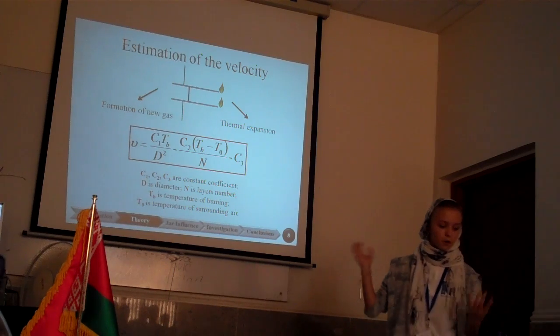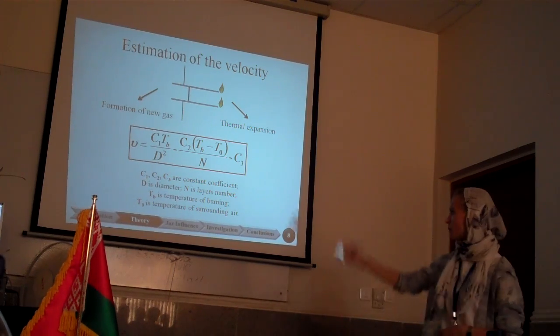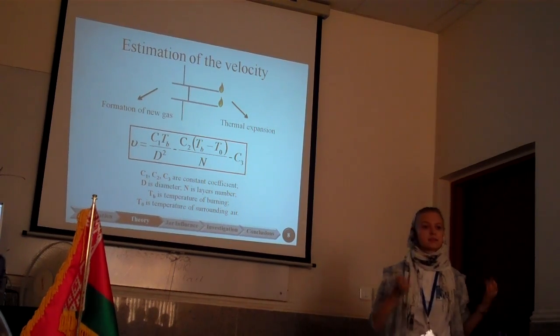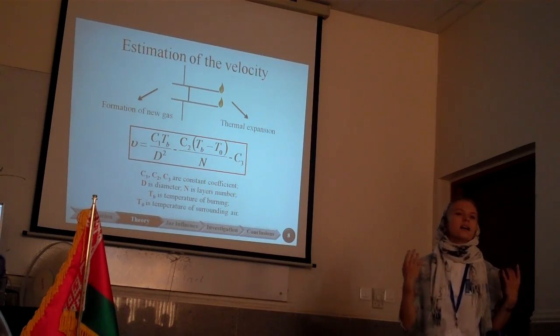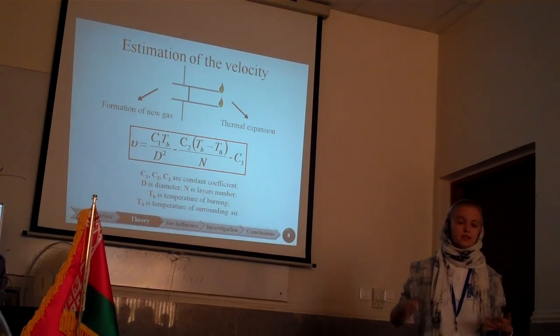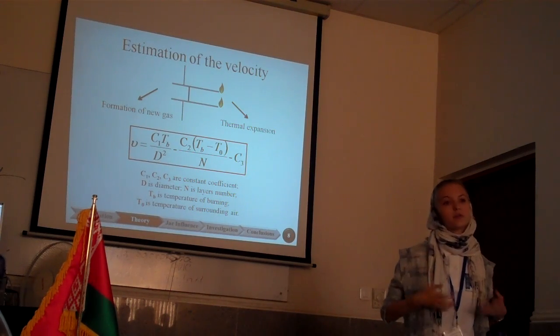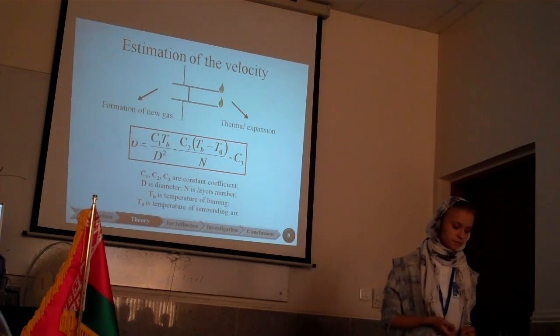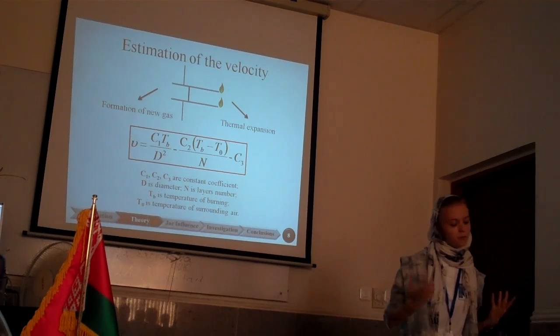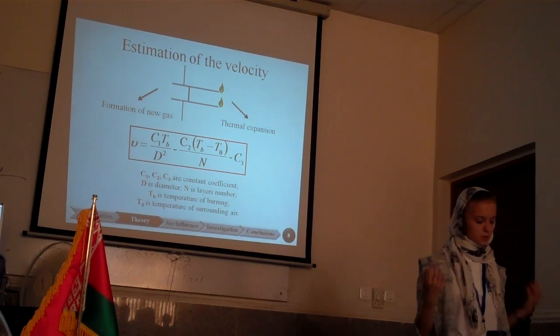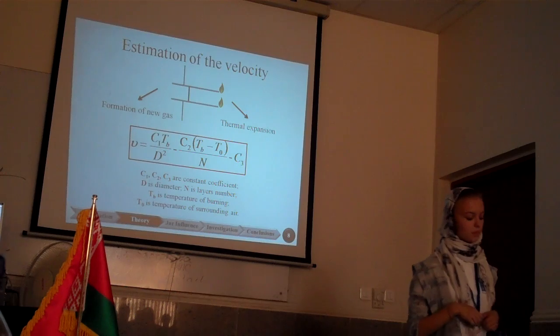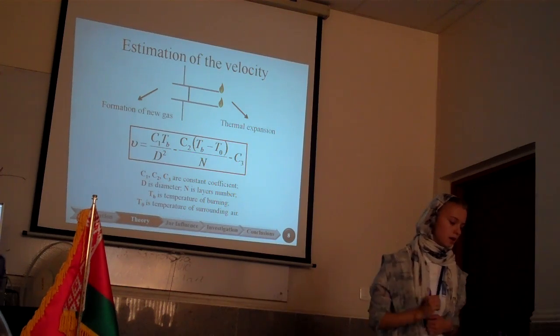Here you can see the formula for this calculation. T1, T2, and T3 are some constant coefficients that we can't calculate from theory. They are from experimental data. And we can't say anything about numerical data of velocity, because we can only say about the form of dependence.